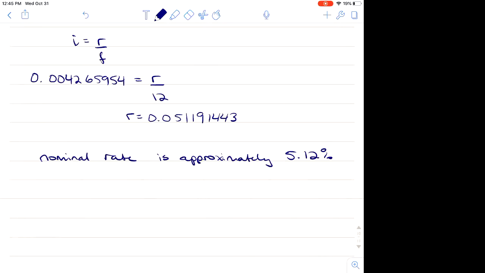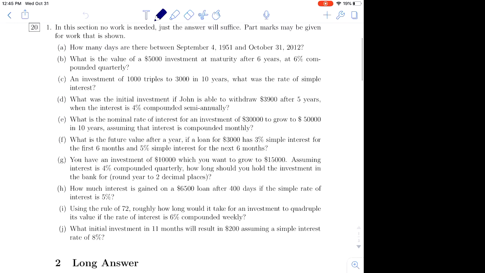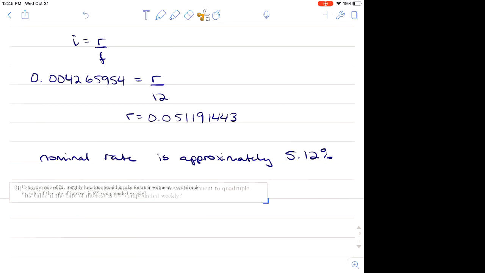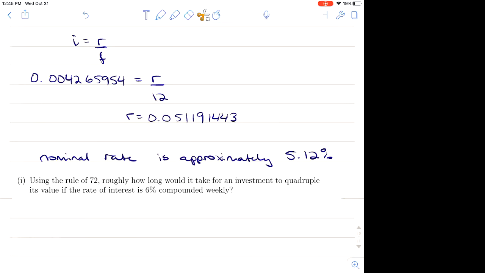Does that sound good? And then we had a request for I. I's a little sneaky. So we had a request to do I. Using the rule of 72, roughly how long would it take for an investment to quadruple its value if the rate of interest is 6% compounded weekly?